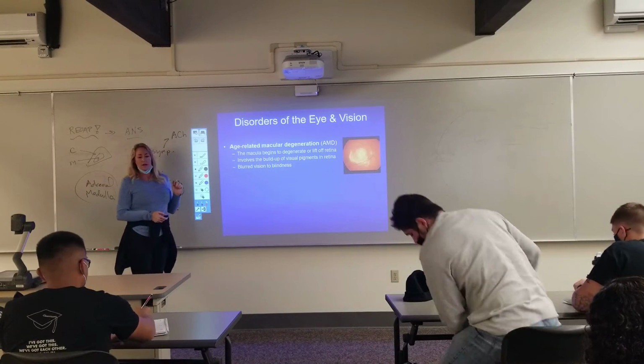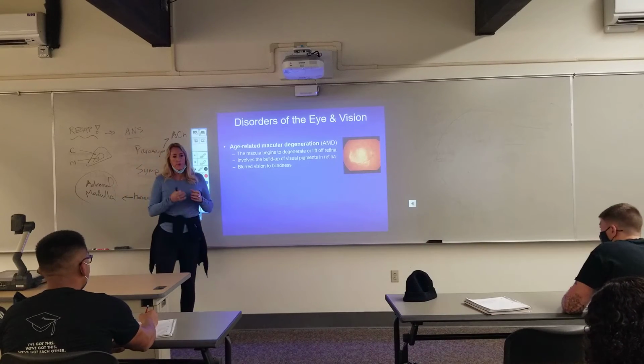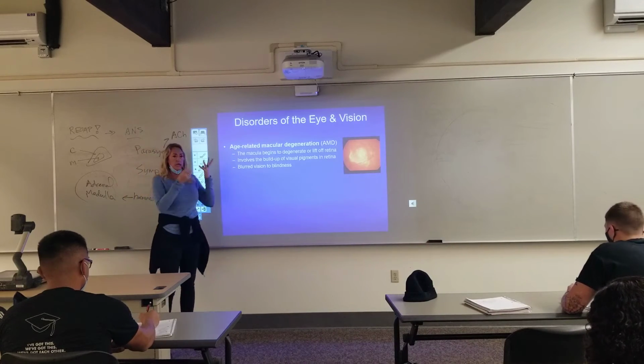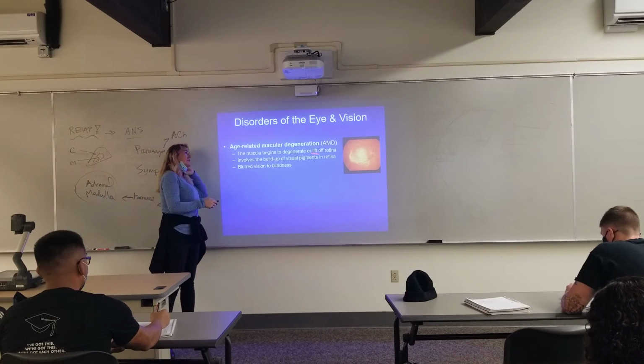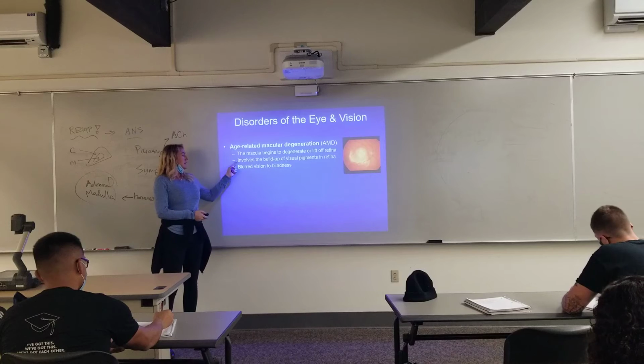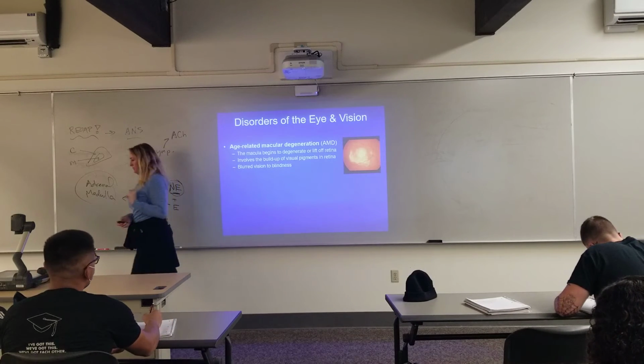Age-related macular degeneration, this is one. This happens sometimes in older individuals where the retina and the macula lutea just detach, they come right off the back, okay? So the macula begins to degenerate or lift off the retina. It involves the buildup of visual pigments in the retina, and leads to anywhere from blurred vision to blindness.